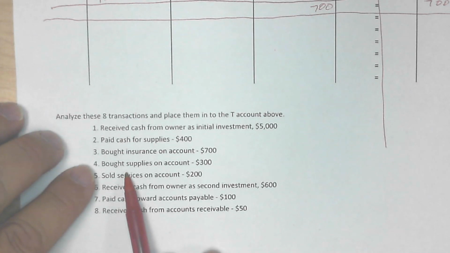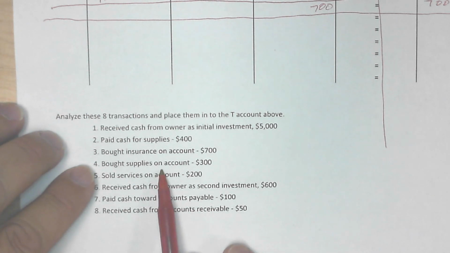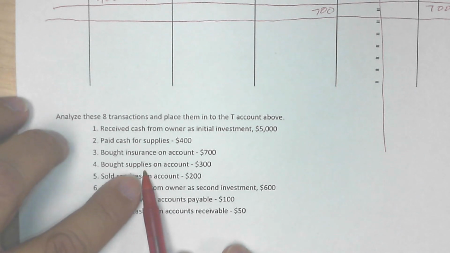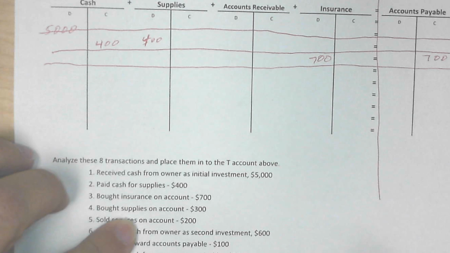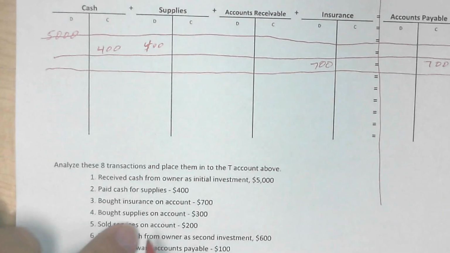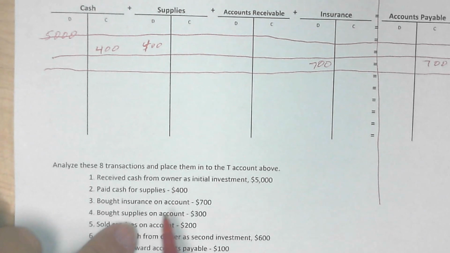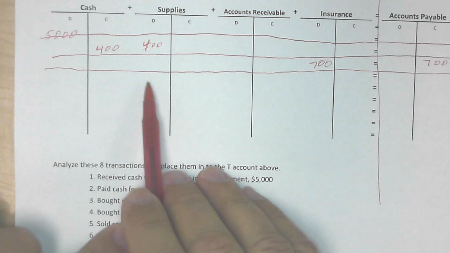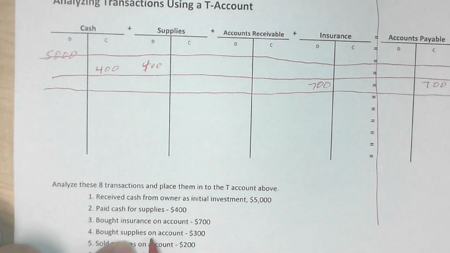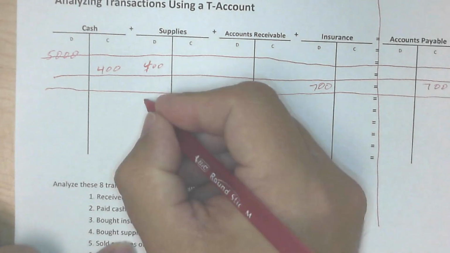Okay, now number 4, we bought supplies on account. So we bought supplies, so that means we've got an increase or decrease of supplies? Right, increase. Everybody said increase. So our supplies go up, so our increases, remember, they go on the debit side for assets. So $300.